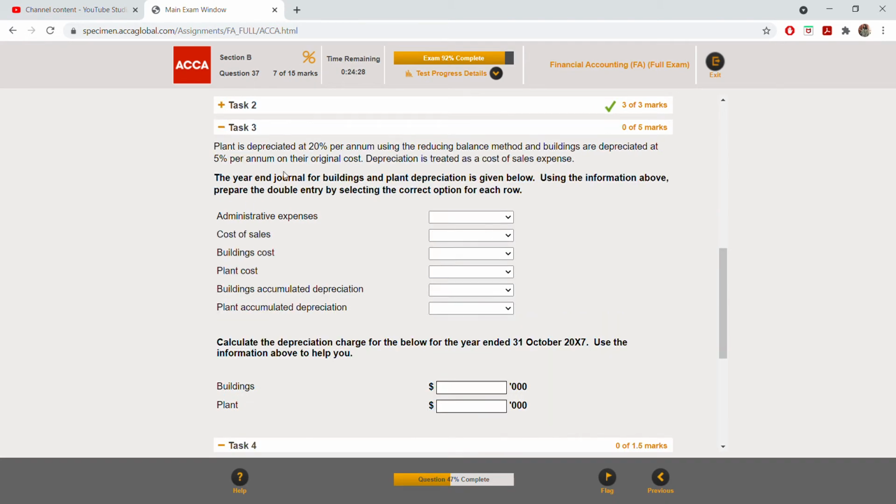Now the task 3. Plant is depreciated 20% per year using the reducing balance method and buildings are depreciated at 5% on the original cost. Depreciation is treated as a cost of sales expense. Now, the year-end journal for building and plant machinery is given below. Using the information, prepare the double entry by selecting the correct option for each. Administrative expense. Okay.